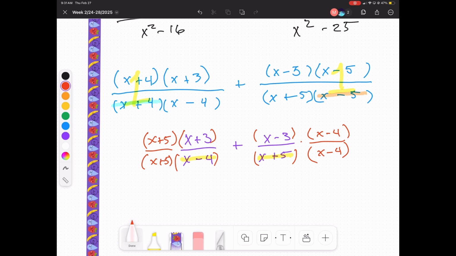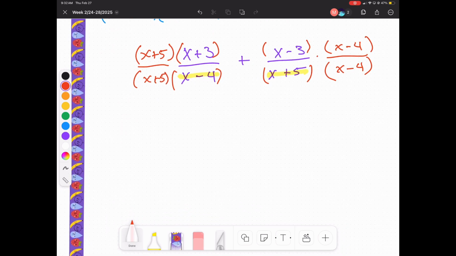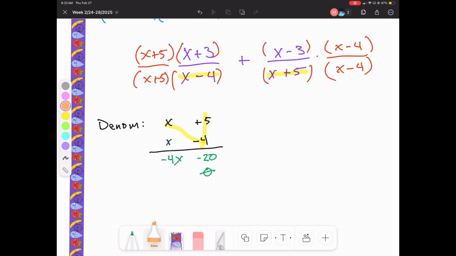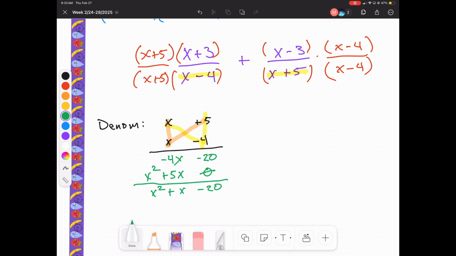You've been doing this since the first semester. So let's go ahead and get started. Which one do we want to start with? Let's start with the denominator. The denominator is x plus 5, and I'm going to do it that old school way. We're going to first multiply everything by negative 4. That gives me negative 20 and negative 4x, I put 0 in as my placeholder. Now I'm going to highlight my linear term that I'm multiplying by, which gives me plus 5x. And x times x is x squared. When I combine my like terms, I get x squared plus x minus 20.